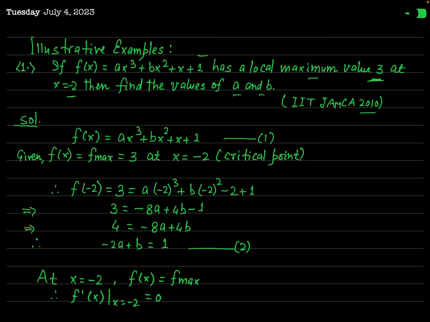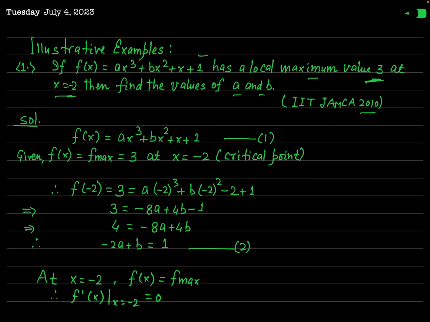You have not to find what is its maximum value, but it is given in this problem that the function has a local maximum value of 3, and the critical point is also given in this problem. It means the function has maximum value equal to 3 when x is equal to -2. These two conditions are given, and then you have to evaluate the value of the unknown constants a and b. So here it is known that the maximum value of the function is 3, and it is also known at which point this function has maximum value.